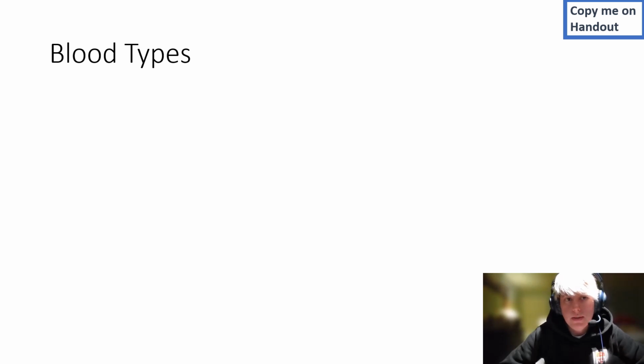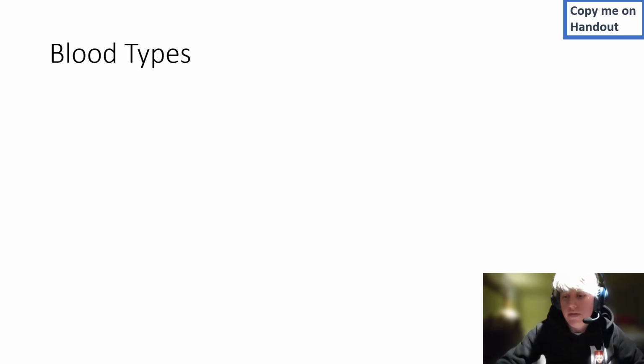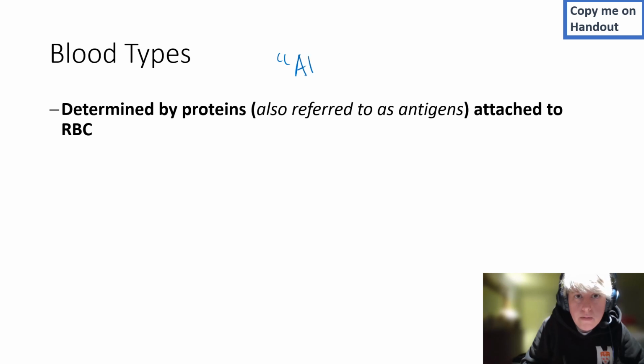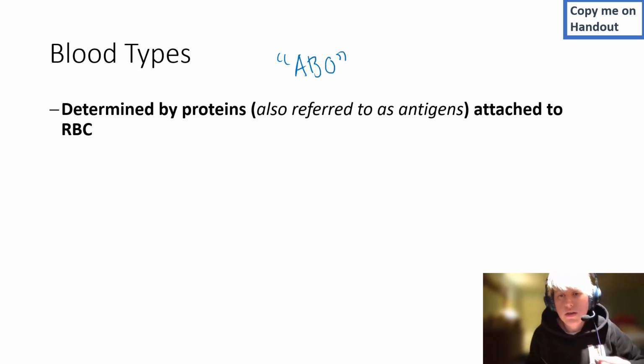Hi everyone, so today we're going to be talking about our blood types. Now, our blood types are determined by blood proteins that are attached to the outer shell of the red blood cells. And our blood proteins are also referred to as antigens. Now, the most common blood typing group is considered the ABO blood type group that actually has to do with three main antigens.